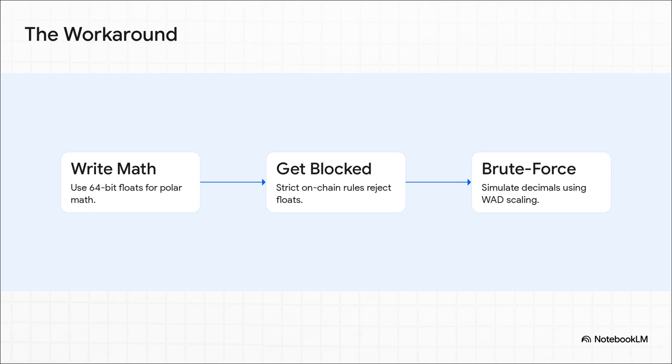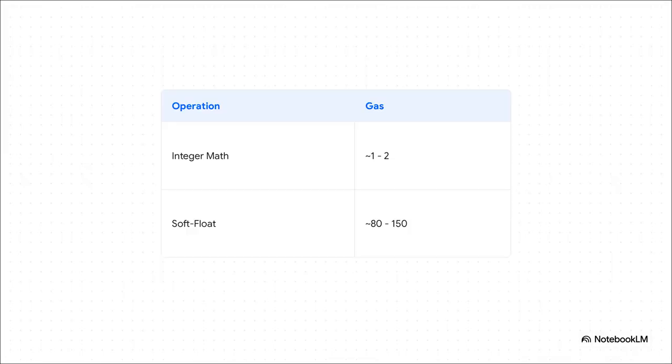To survive on-chain, developers brute force simulated those decimals using heavily hard-coded fixed-point scaling libraries, like PRBMath. They used WAD scaling. That literally means multiplying values by 10 to the 18th power, just to mimic a single decimal point on integer-only hardware. Crazy, right? And this math wall has a very real, concrete impact on your wallet.